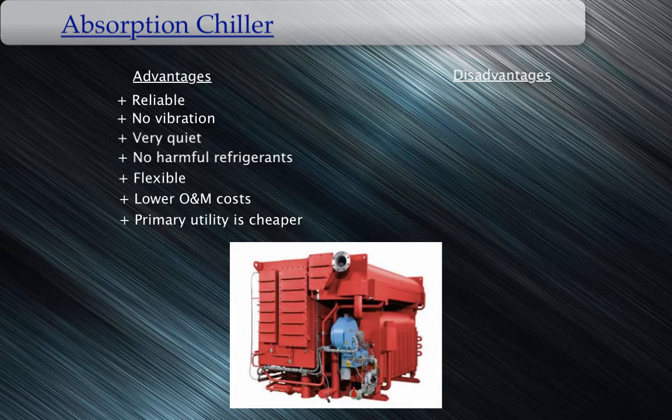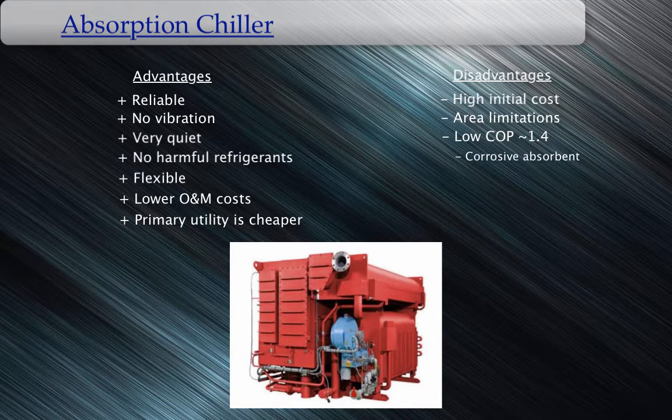Disadvantages. The absorption chiller has a higher initial cost when compared to a conventional chiller of the same capacity. The size and weight limit the possible locations. It has a low coefficient of performance, about 1.4, and lithium bromide is considered a corrosive absorbent.